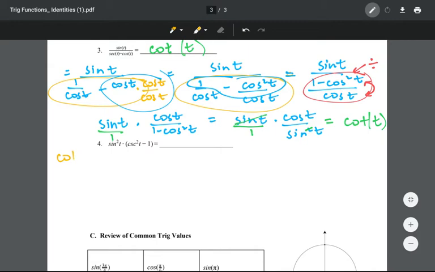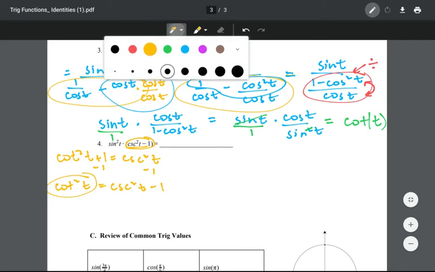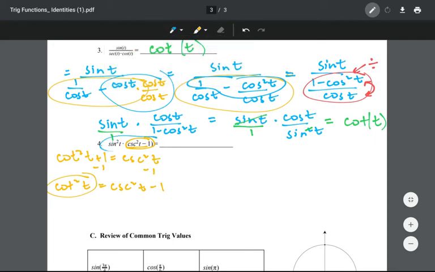So I know that cotangent squared t plus 1 is equal to cosecant squared t, but I have cosecant squared minus 1. If I subtract 1 from both sides, cotangent squared is equal to cosecant squared t minus 1. So I can replace the cosecant squared minus 1 with the cotangent squared. Let's go ahead and do that. So taking this, I still have my sine squared t, and I'm going to replace the cosecant squared minus 1 with cotangent squared t.